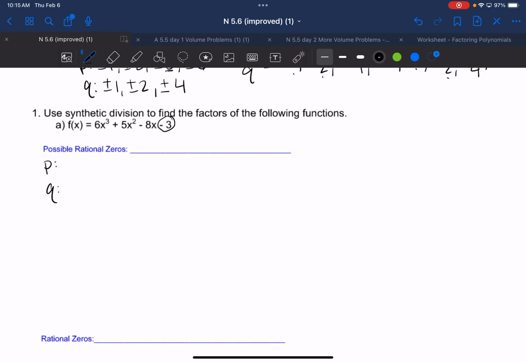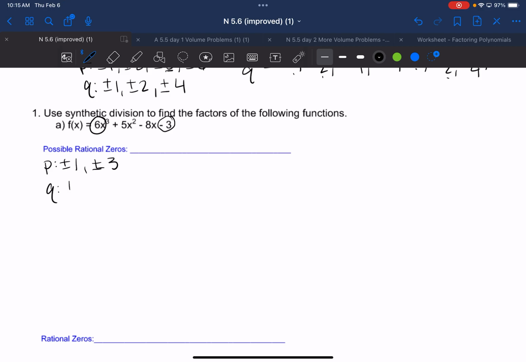Here's P, right? What multiplies to give me -3? -3 and +1, or... Right. So again, we're still going to have to put the plus and the minus, right? Because it could be either combination. Okay? Then my Q is 6, right? So what are our factors of 6?